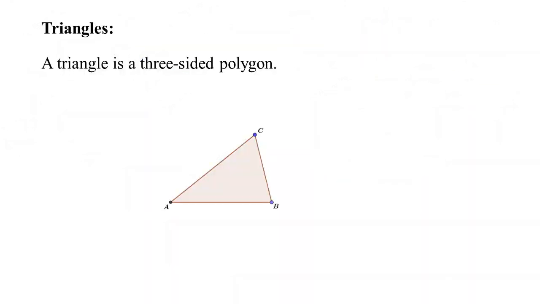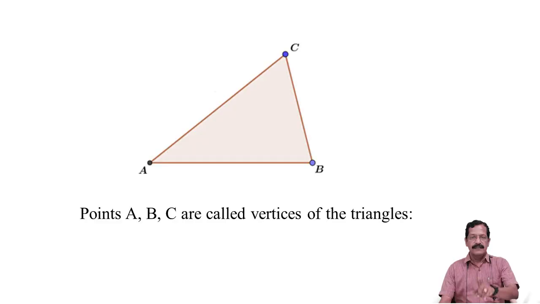The children, let us discuss triangles first. A triangle is a three-sided polygon. In the figure, ABC is a triangle. Here the points A, B, C are called vertices of the triangle.